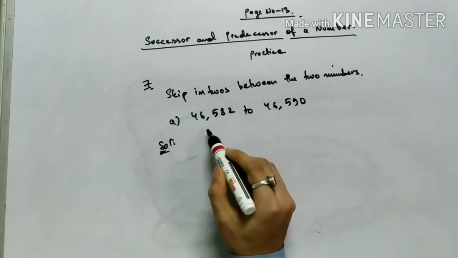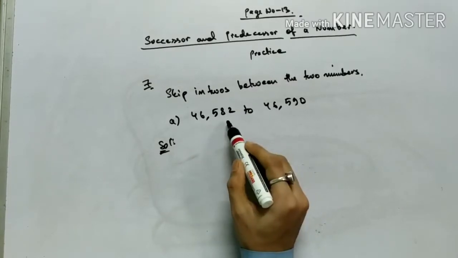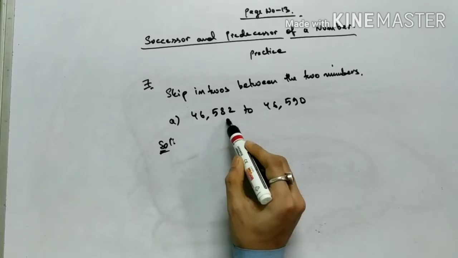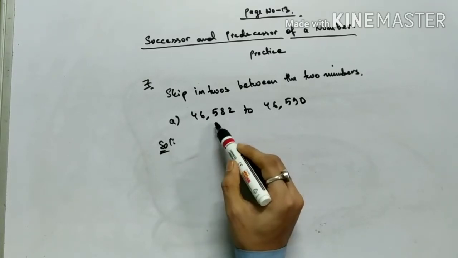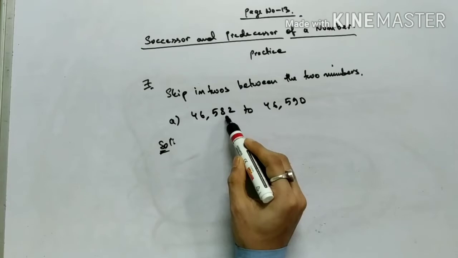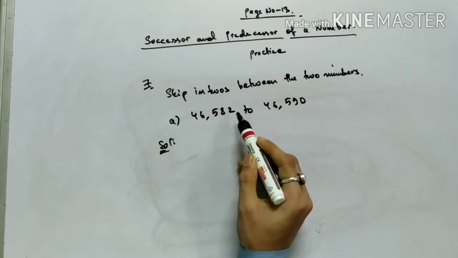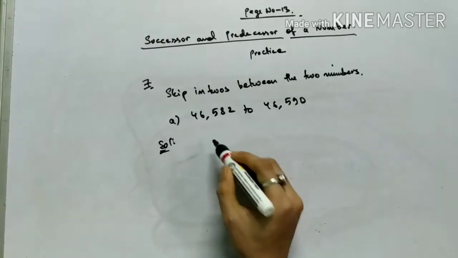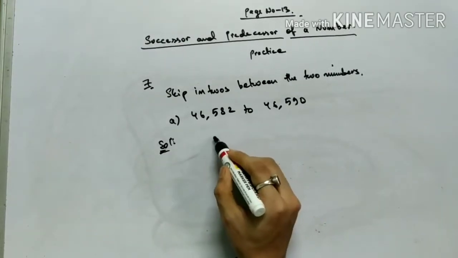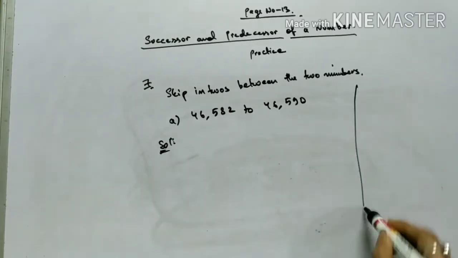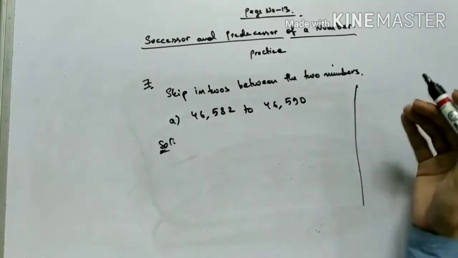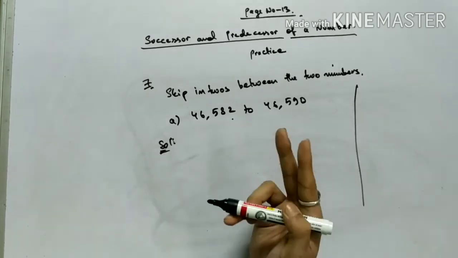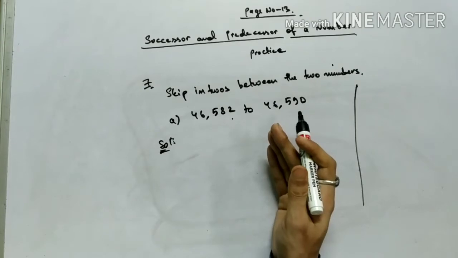So you see, this is 46,582. Now skip in twos. That means the next number that will come, you can find it. One thing I am showing you, you can find it. Skip in twos means two numbers I will have to skip starting from this number.